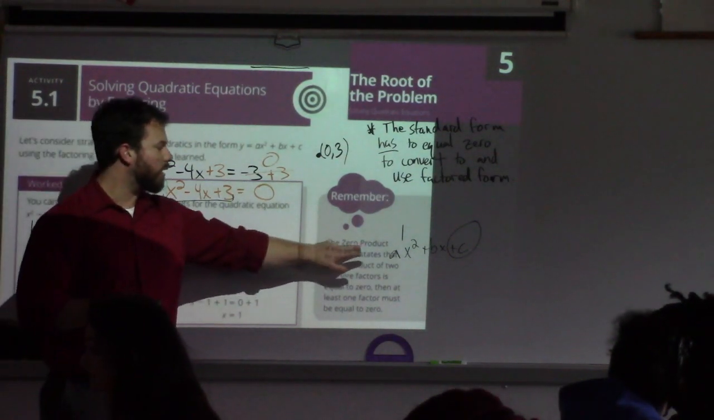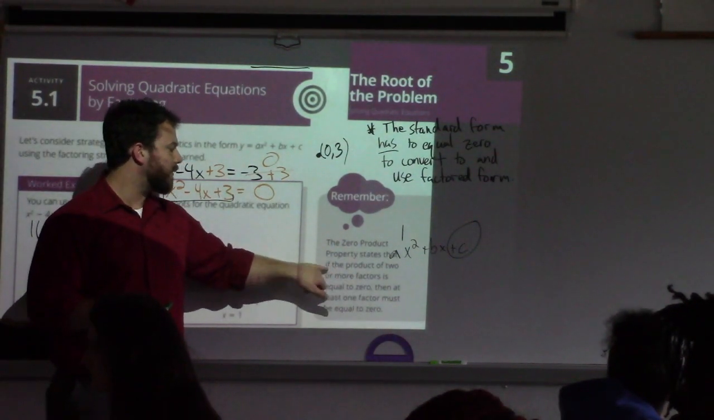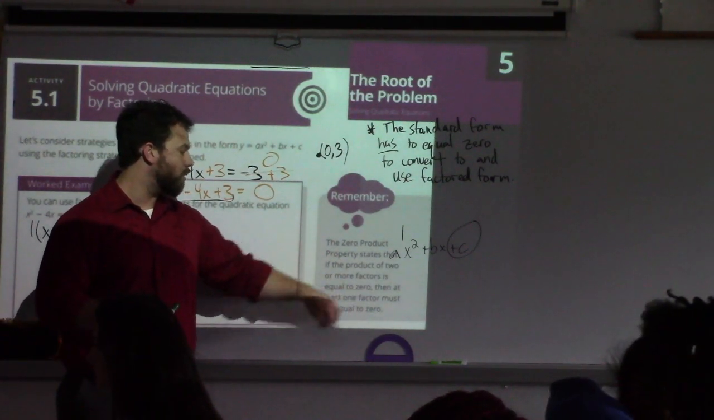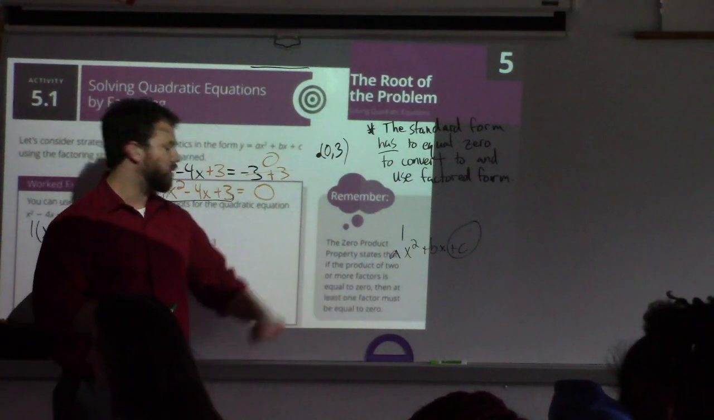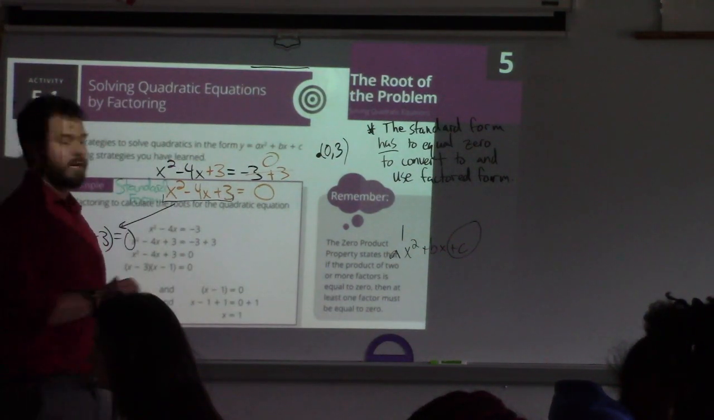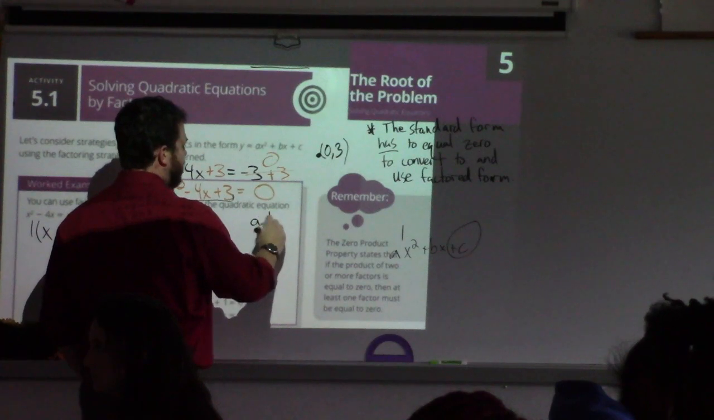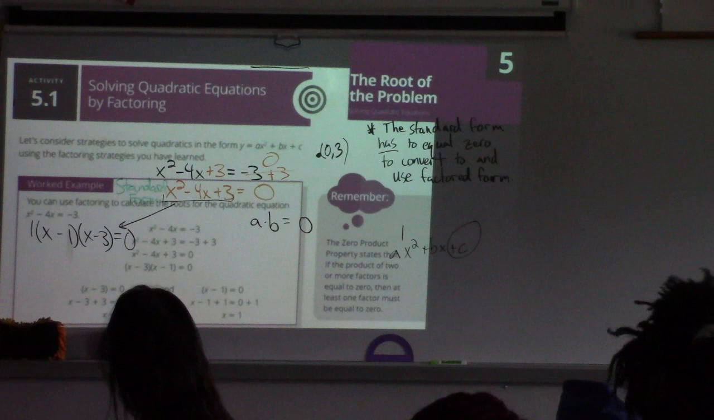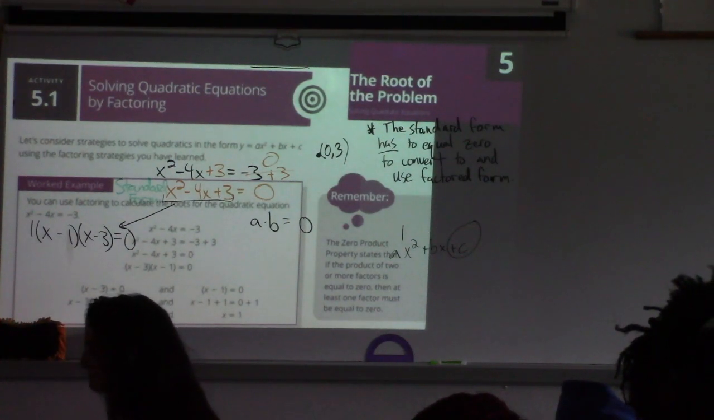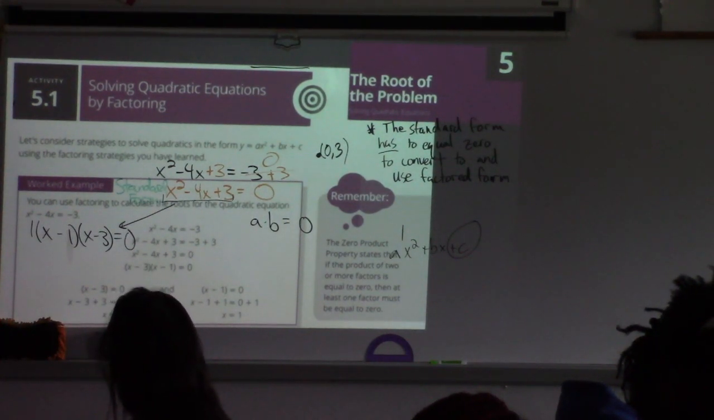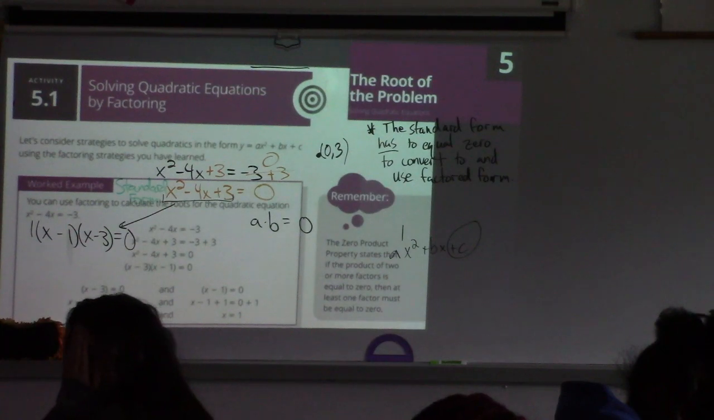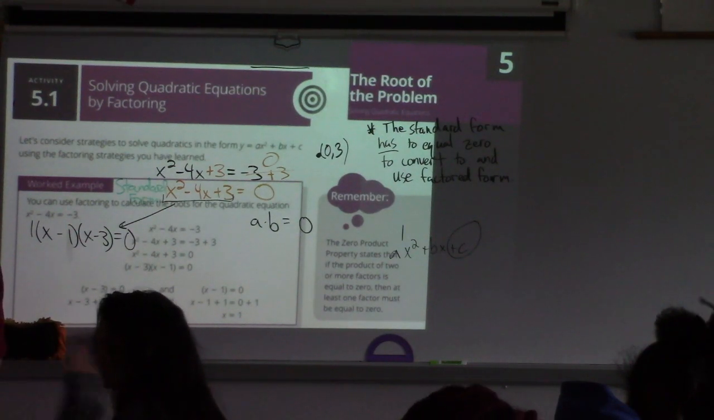The zero product property states that if the product of two or more factors is equal to 0, then at least one factor must equal 0. What that literally means is, if I have a times b equals 0, what do you know about either a or b? Either one of them, or both of them, equal 0. That is the zero product property. If I have two things being multiplied, and they equal 0, at least one of them is 0.